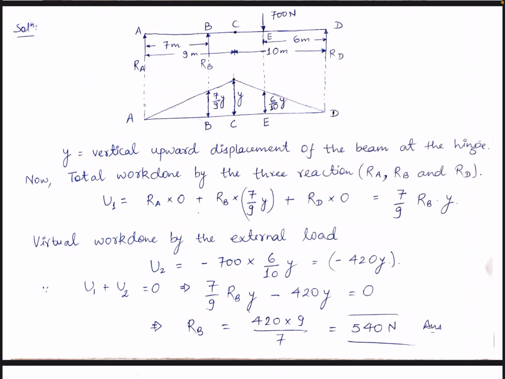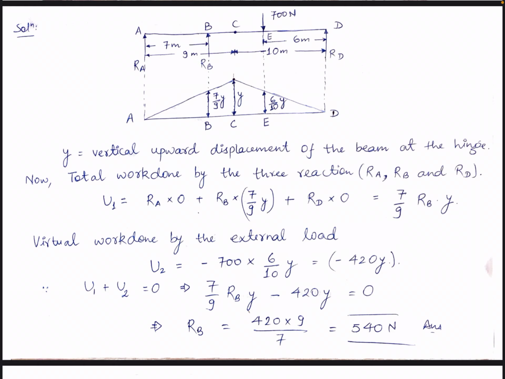Now similarly, what you have to do, you have to calculate the work done by the reactions that are RA, RB and RD. But for the reactions, the displacement at A and D is 0. So work done will be only due to RB. That will be RB into 7 by 9 Y.